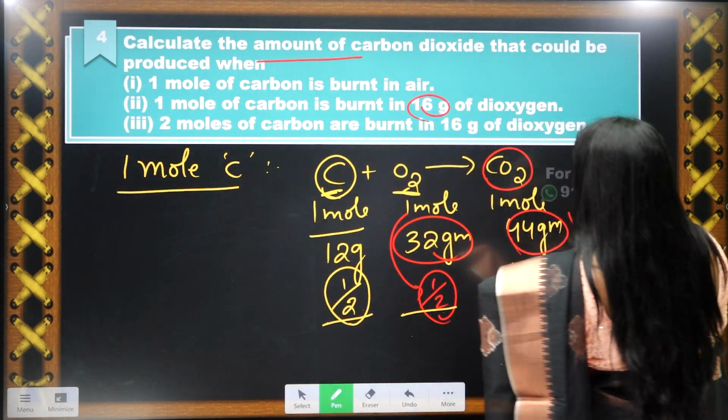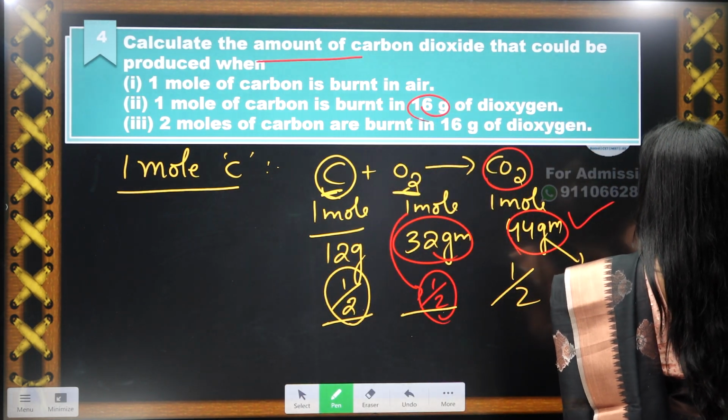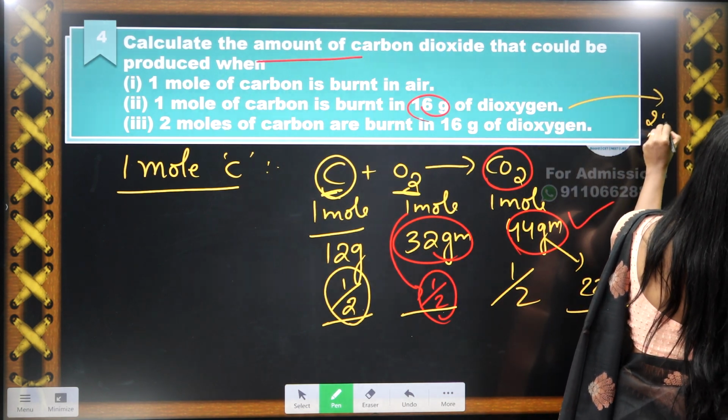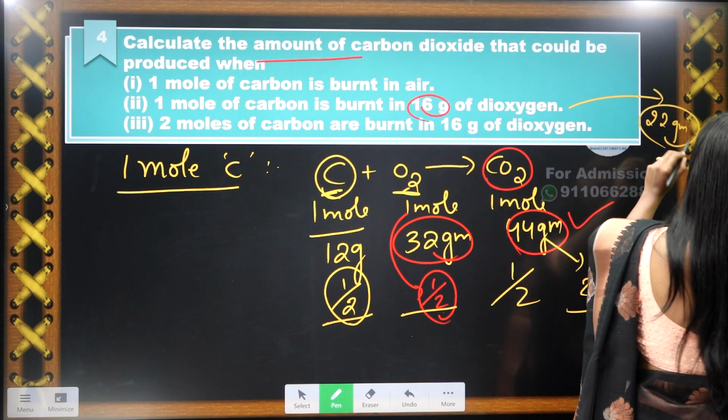Half a mole reacts, we get half a mole. Half a mole means 22 gram. So your part B answer is 22 gram. Is it clear? See the next one.